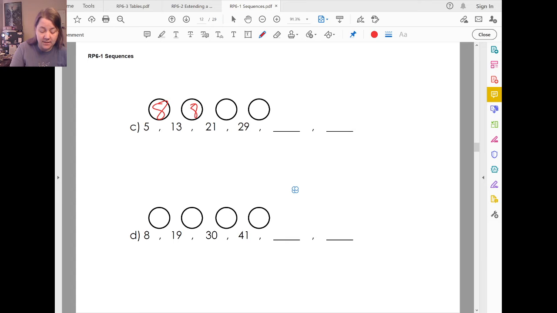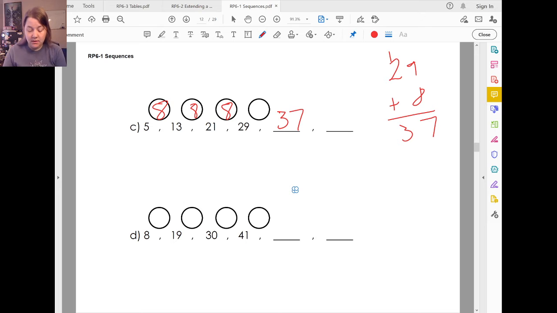21 to 29, that's the easy one. 29, 9 minus 1, we can do that. That's definitely 8. So now we're going to do 29 plus 8. 9 plus 8 is 17, so we're going to be at 37. 37 plus 8, I'm going to do my work off to the side. 7 plus 8 is 15. That's going to be 45.